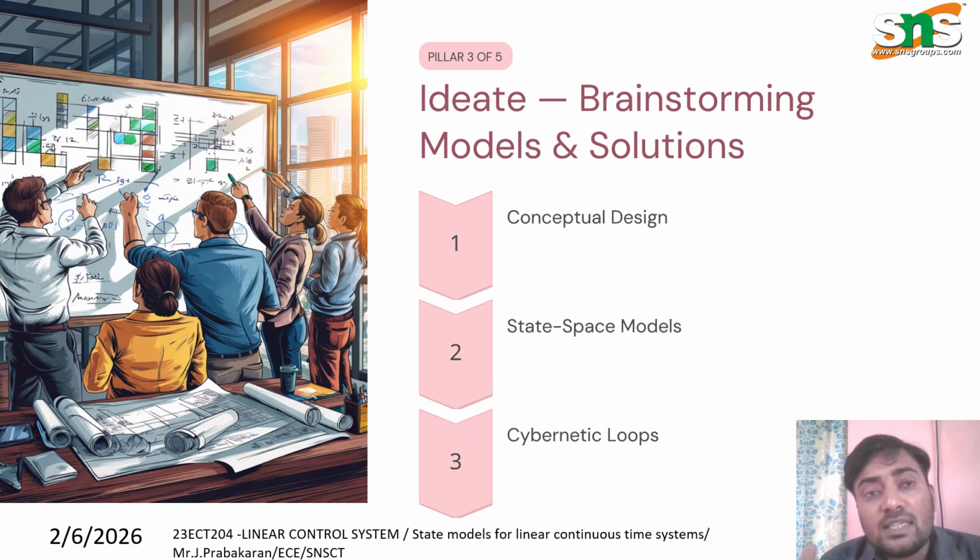The third stage of design thinking is the ideate stage. Here we brainstorm different ways to represent the system. The most important representation is the state space model. We also consider a feedback loop which continuously compares the output with the desired value and corrects the error.